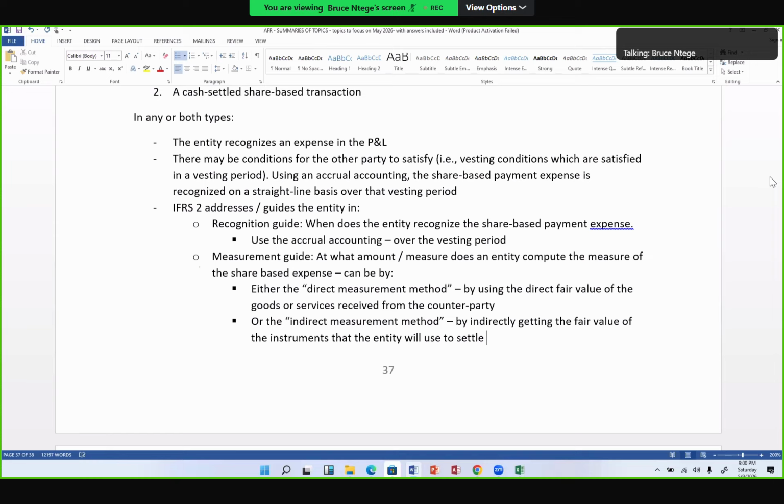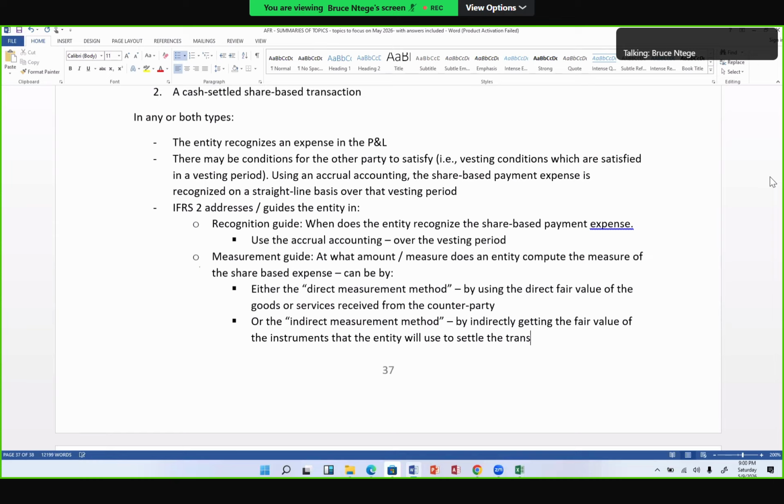This transaction: either I'll settle using equity settled, which means I'll give equity instruments, so what's the fair value of those equity instruments, or I will settle using cash settled, so I'll look at the fair value of those instruments I'll use to settle by cash. Usually the examiner will use one approach for the cash settled, which is usually going to talk about share appreciation rights, if you've heard of that terminology.